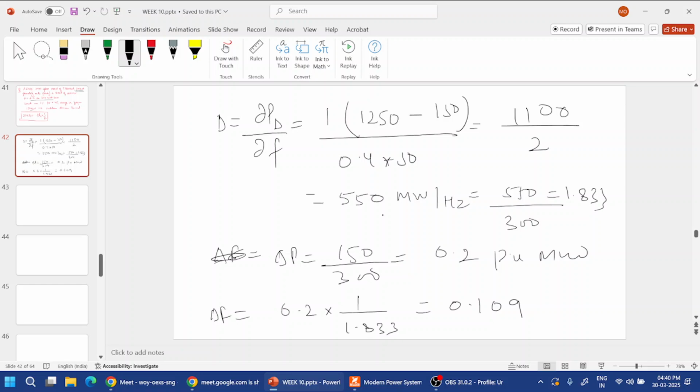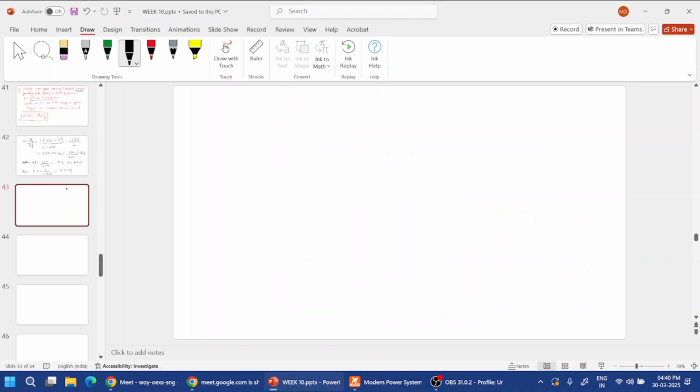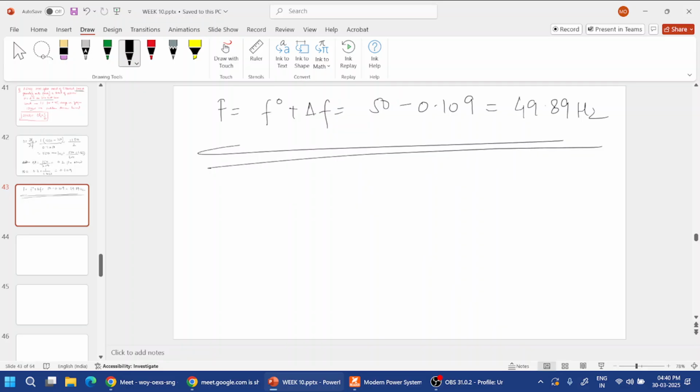And if we subtract it from 50, F is equal to F naught plus del F, and this del F will be minus, because there is a reduction in the load. So 50 minus 0.109 comes out to be 49.89 hertz. So this will be the frequency at this time. Okay, so you get an idea how we are going to solve these questions.